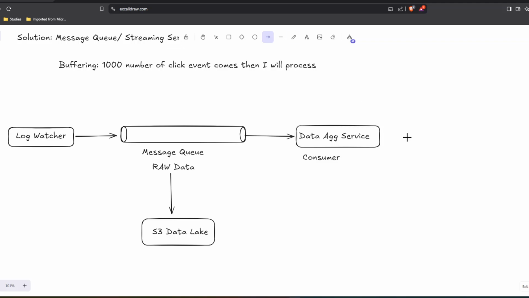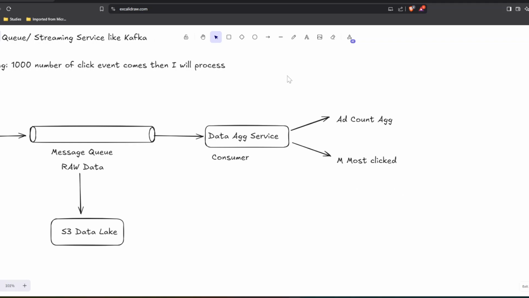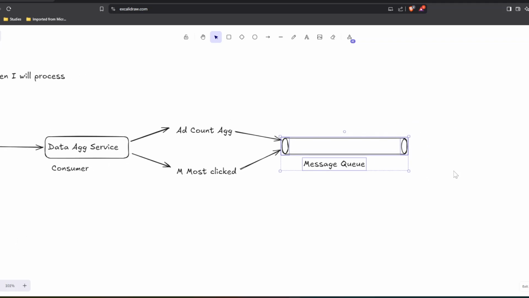And from the data aggregation service, we are going to have different aggregations, like ad count aggregation. Also, we can have something like the m most clicked ads list. Then these will go from here to another message queue. Why another message queue is required, we will talk about in a little more detail. So this ad count aggregation and m most clicked will go to this message queue.